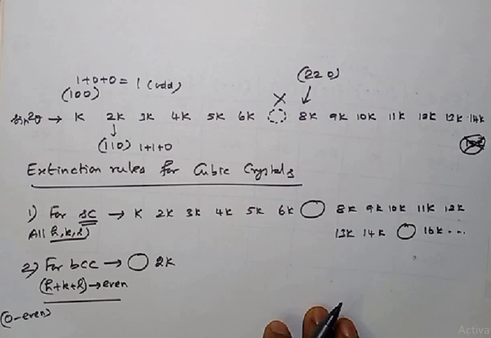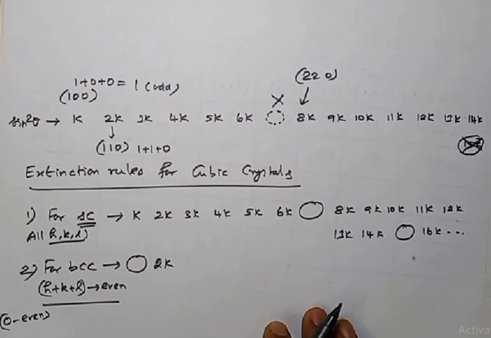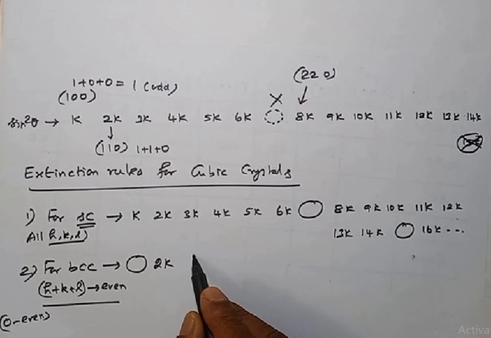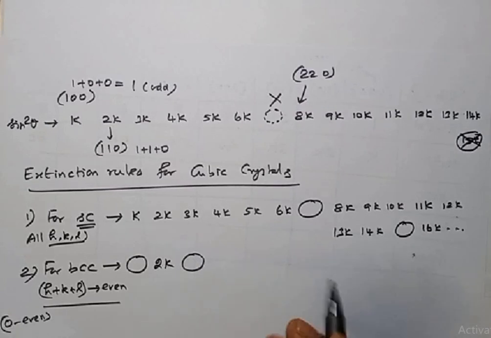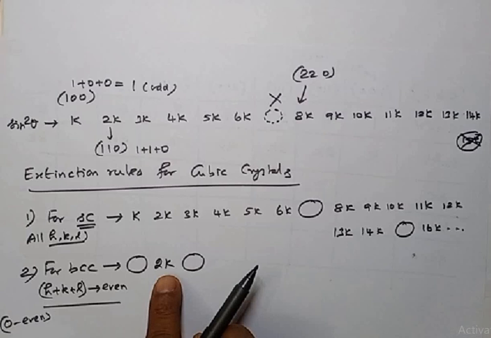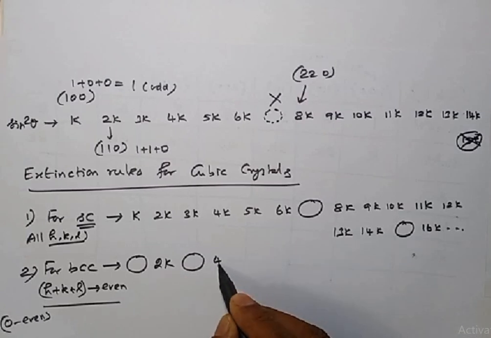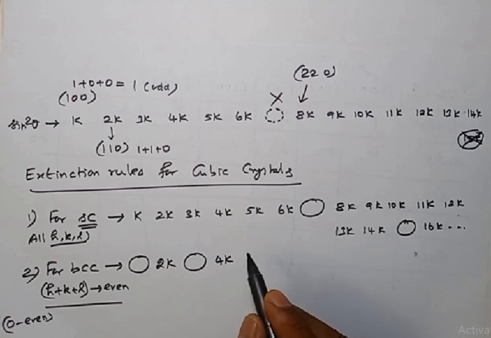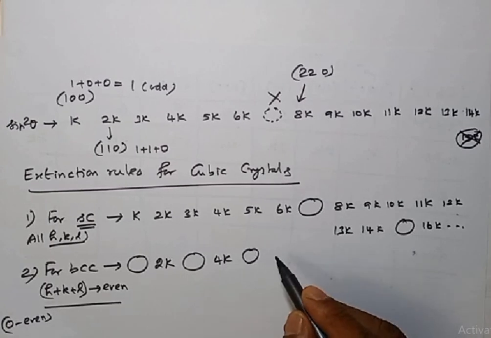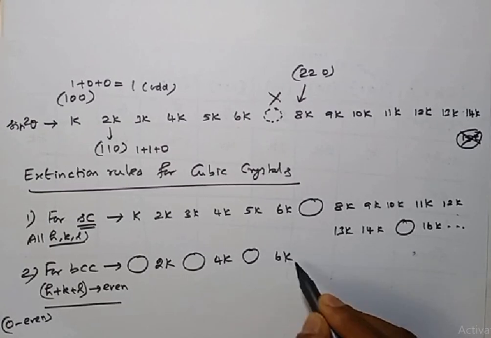Then for 3K, we'll get a signal. I'm sorry, for 3K the sum is 3, odd. You will never get a signal. For 4K, we'll get a signal. Then 5K, no signal. 6K, we get a signal.